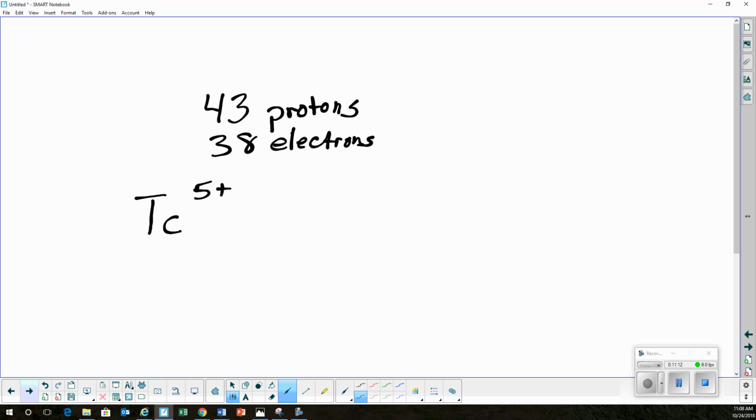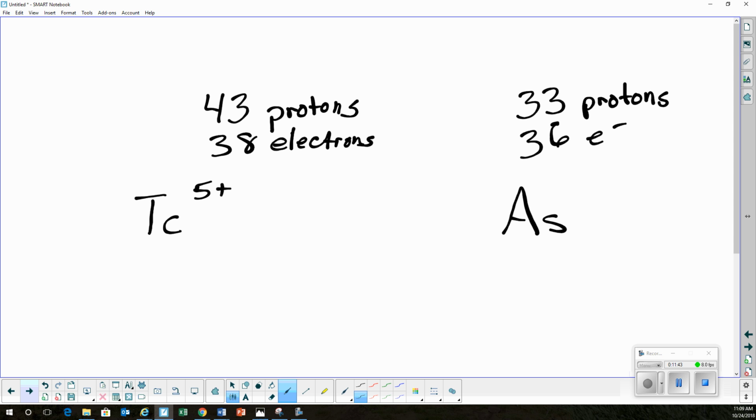Okay, let's do another one. Say that I have 33 protons and 36 electrons. What ion would this be? Okay, it would be arsenic. So As, what charge would it have? 3 minus, good. Okay, so we should be able to really quickly find that.